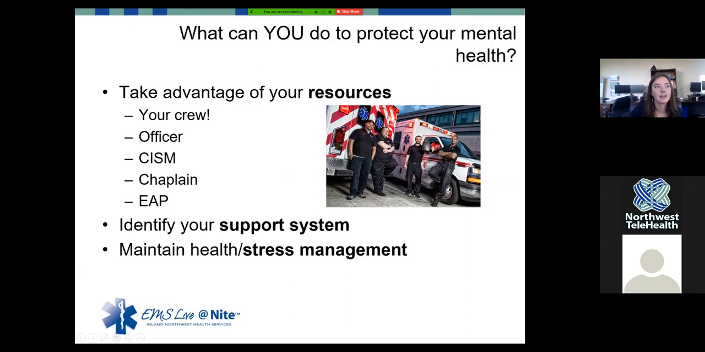And then identifying your support system. We've talked about that a lot already: friends, family, coworkers, who's there to support you. And think about right now the name of an individual. Obviously you don't have to say it out loud, but think of the name of an individual that, if you were in crisis or needed to talk to somebody, you would call.